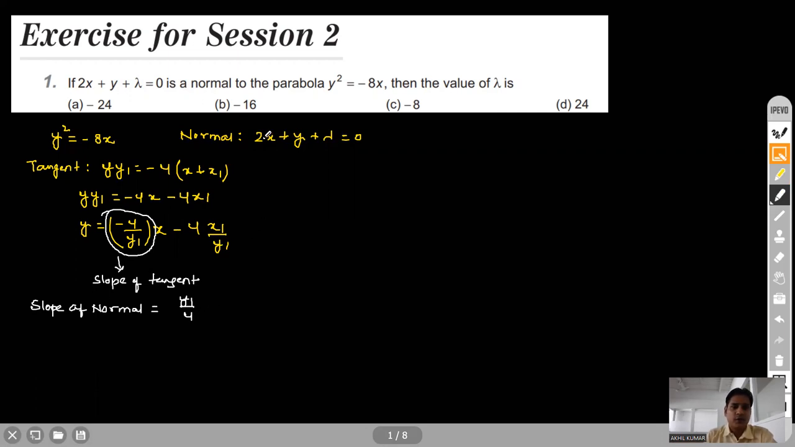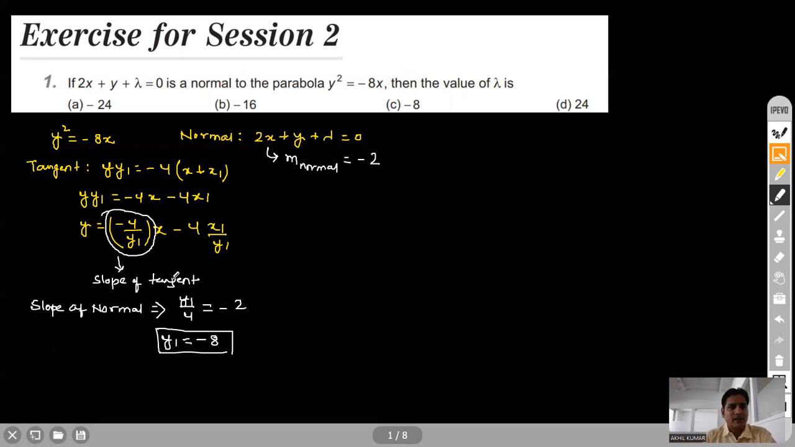Now, one thing you observe here. Here, if you see, the slope of normal is given to be minus 2, right? y is equal to minus 2x minus lambda. So from here, we are getting slope of normal as minus 2. What does it imply? It implies that this value must be equal to minus 2, right? This value must be equal to minus 2. So from here, we get y1 is equal to minus 8, right? y1 is equal to minus 8.